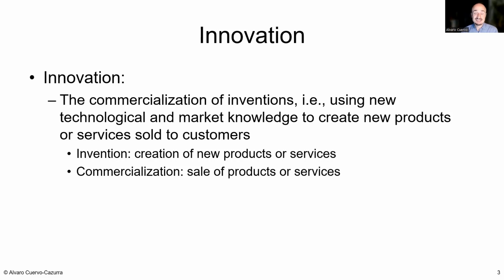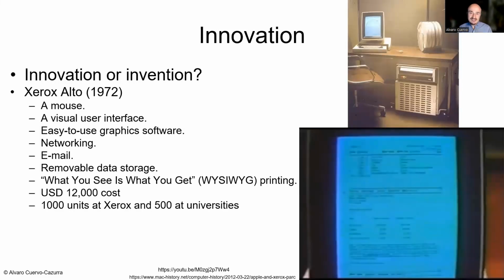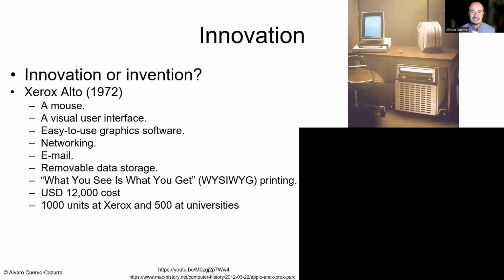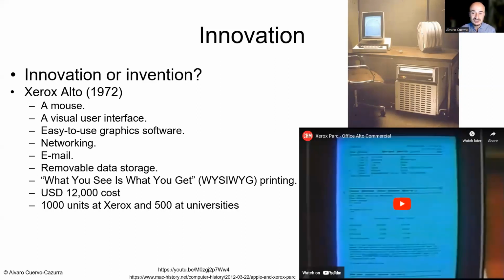So with this, let's look at different types and the difference between innovation and invention. And there is a very clear story here in the case of what happened with Xerox Alto, which according to history is one of the early sources of innovation for what we now consider to be standard computers. It had a mouse, so you could move it around. It had a visual user interface. You had a monitor. You could interact with it directly.